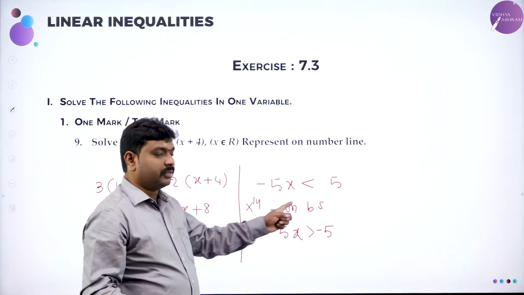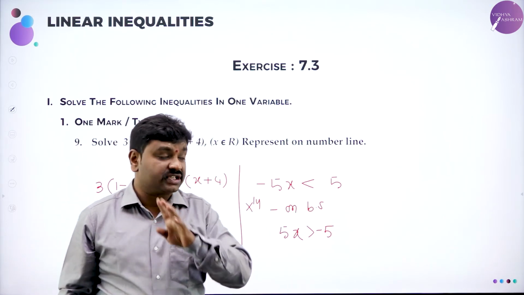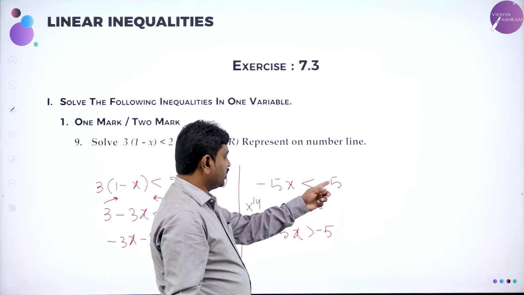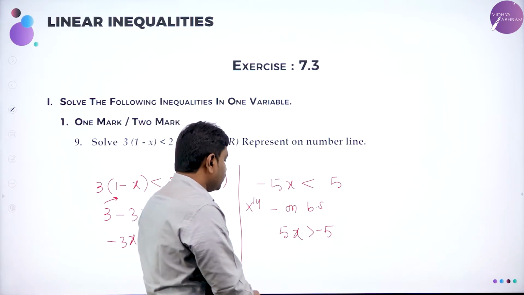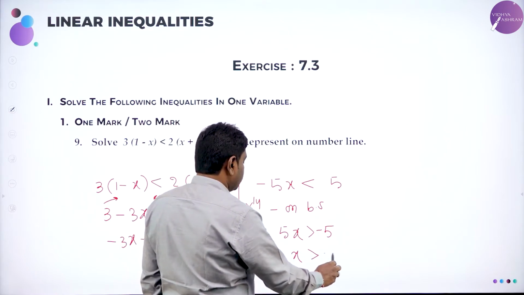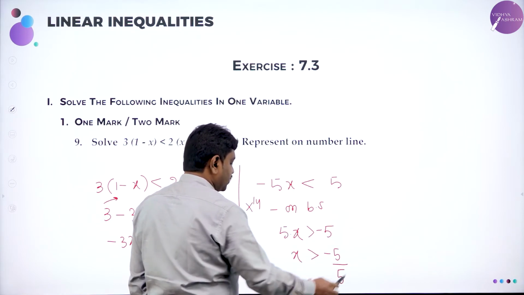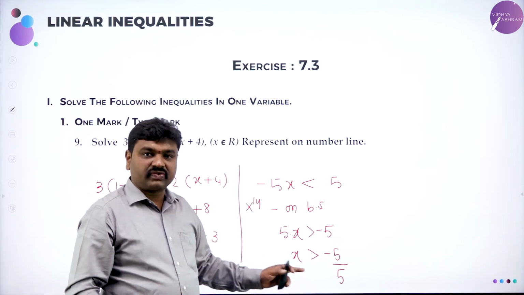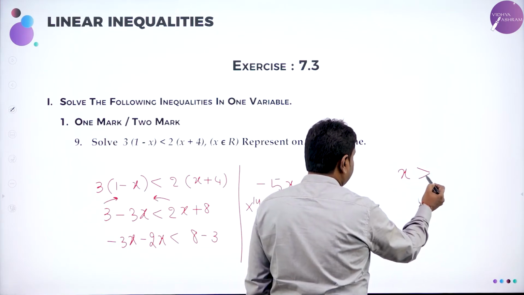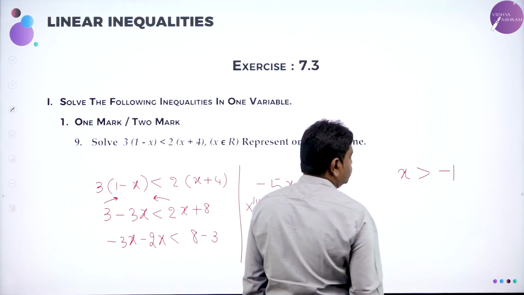When you multiply a negative sign on both sides, the relation changes. So minus 5 becomes plus 5 and plus 5 becomes minus 5, and 5x is greater than minus 5. So x is greater than minus 5. This into 5, bring it to this side, it will become divided by 5. So x is strictly greater than minus 5 by 5. 5 ones are 5. X is strictly greater than minus 1.